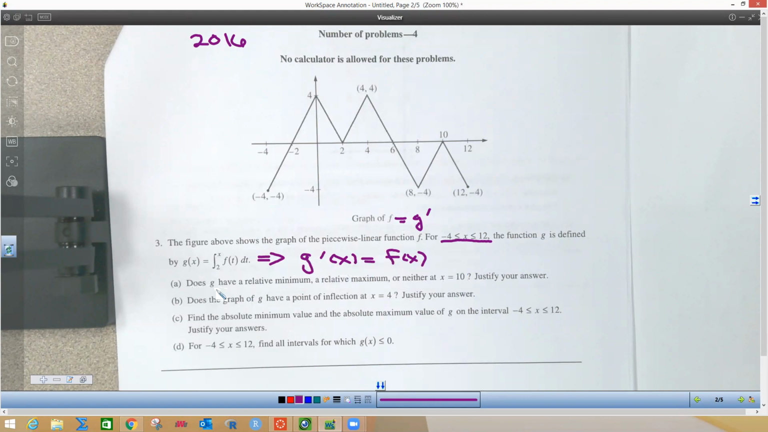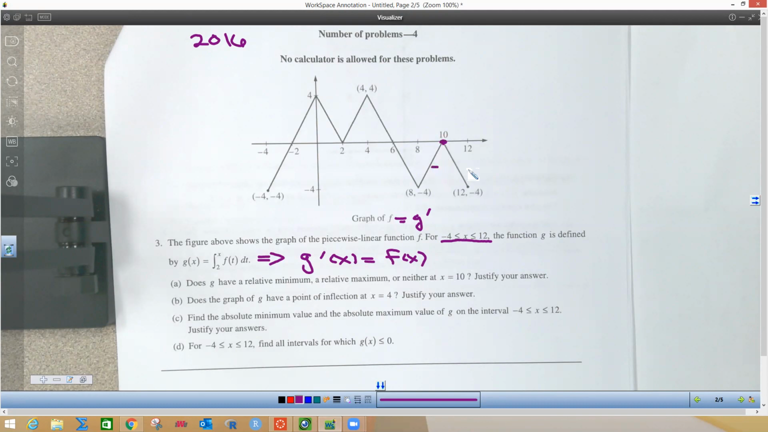So the first question says, does G have a relative min, relative max, or neither? Well, for a relative min, G prime has to change sign from negative to positive. For a relative max, G prime has to change sign from positive to negative, and for neither there would not be a change of sign. So we're looking at x equals 10 right here.